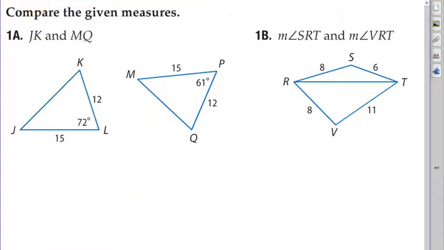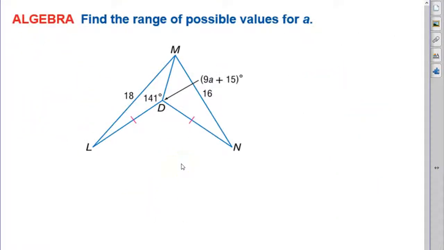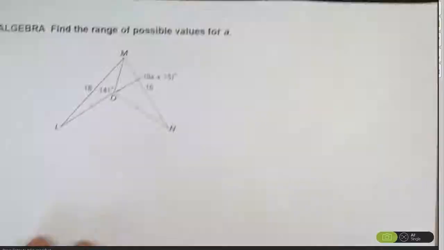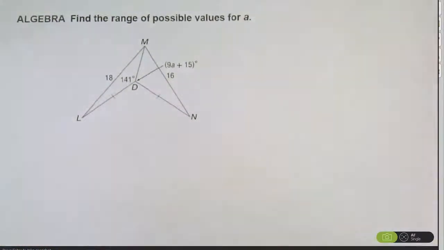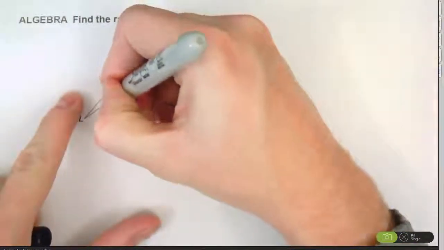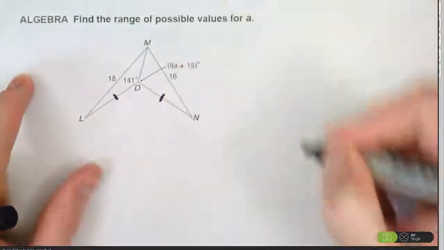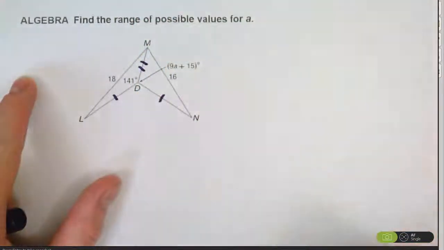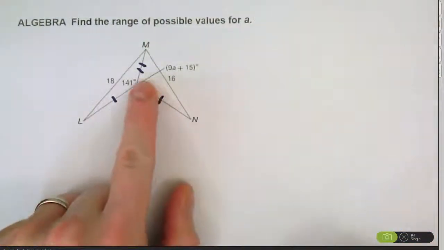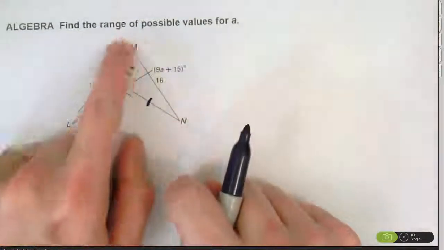The other way is in a problem like this. We're going to find a range of possible values for A. So I'm trying to make sense of angle A in this problem. First of all, if I'm going to use the hinge theorem, I have to know two pairs of sides are congruent. They've marked one pair of sides for me, LD and ND. What they haven't marked for me is MD. But I know, again, that's congruent by the reflexive property. So we have two pairs of congruent sides.